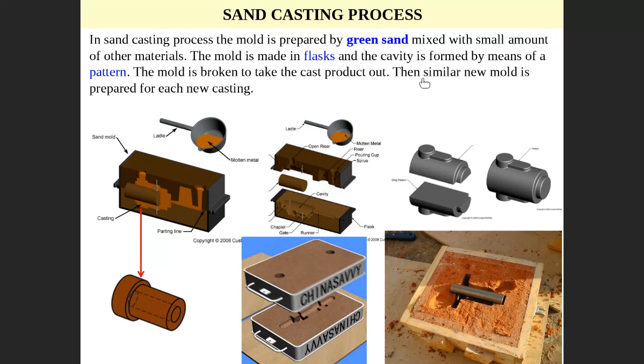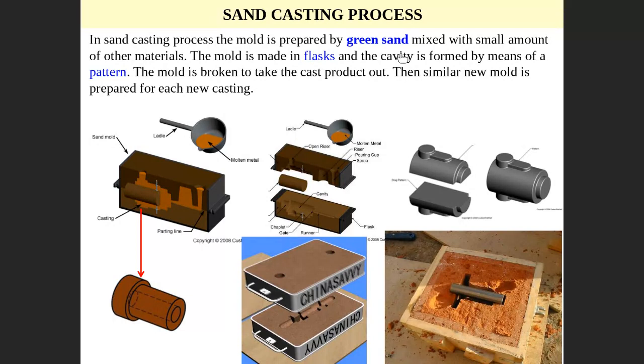Definitely not only sand, but sand plus some other additives. We call it green sand. The word green here is not because of color, but because the sand is mixed with a small amount of other material and moisture. Moisture means water. That's why they call it green sand, but it is actually not green. Usually it is brown because it's made of sand.